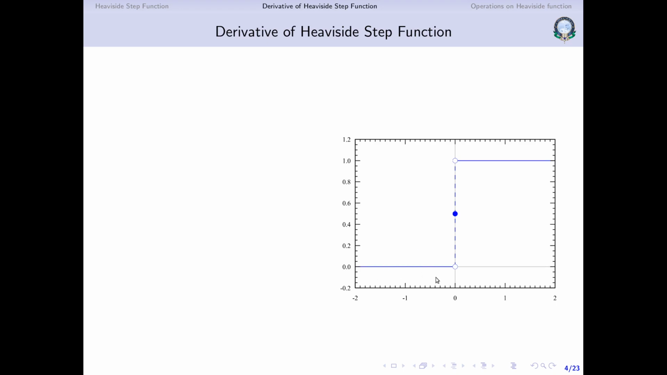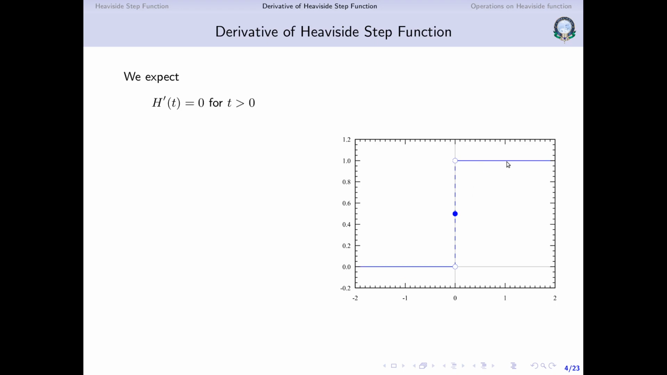Here we can get some ideas as to what to expect. What kind of derivative do we expect? If you look at the graph of the Heaviside step function and you recall the concept from your basic calculus, what exactly is a derivative? Derivative is basically the slope of the tangent that you draw at each and every point on the curve. If the tangent is horizontal, then the slope is going to be 0, and if the tangent is vertical, then the slope is going to tend towards infinity. So now if you look at this graph of the Heaviside step function, what kind of derivative do we expect?